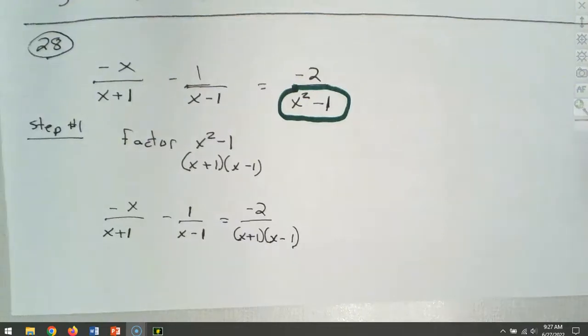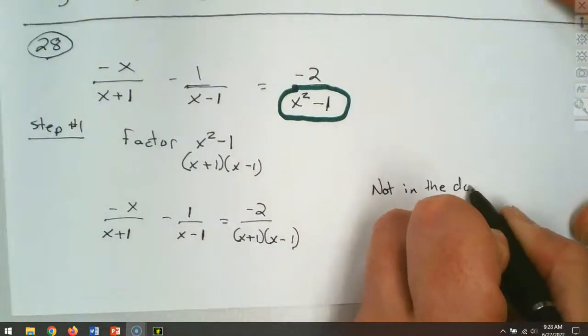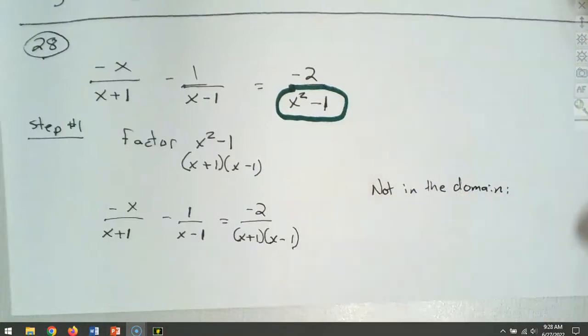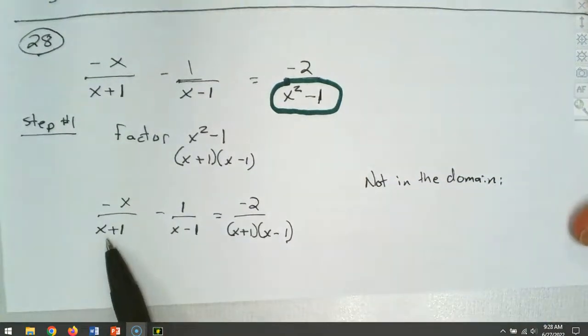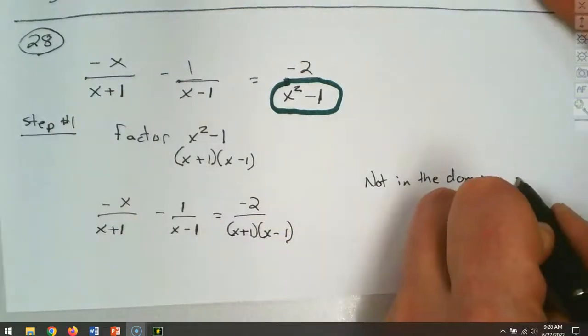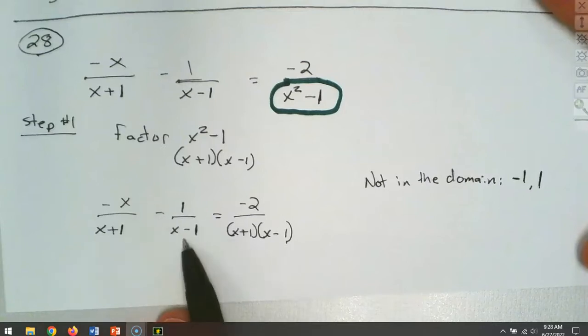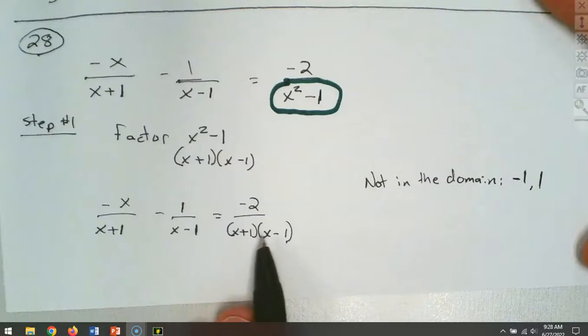Now, we have done enough of these that we can probably look at this and tell which numbers are not in the domain, which numbers are not possible solutions. Can anyone tell me what they might be? Let's look here. Yep, okay, 1 will take care of that one, and negative 1. So what numbers are not in the domain? Negative 1 and 1, right? Because if I plug a negative 1 in here, division by 0. If I plug a 1 in here, division by 0. These two are taken care of.